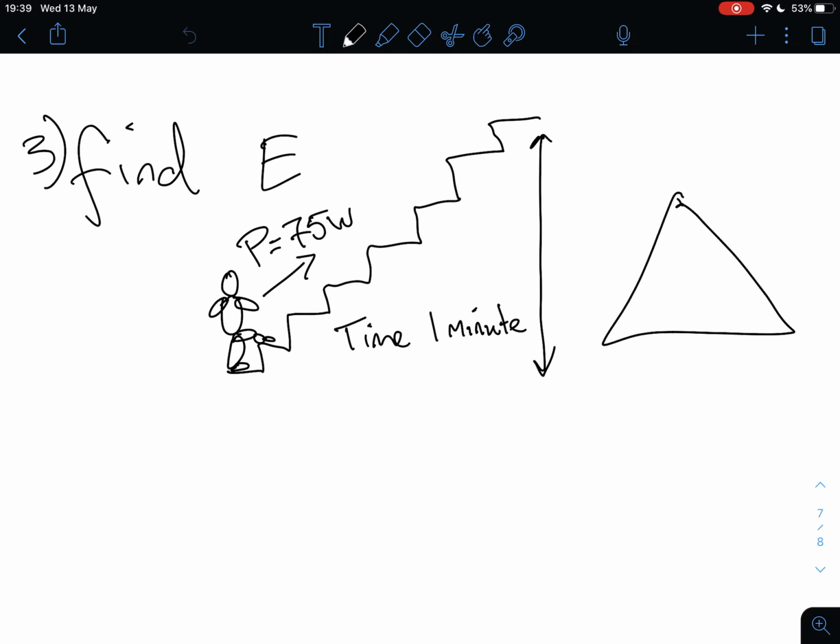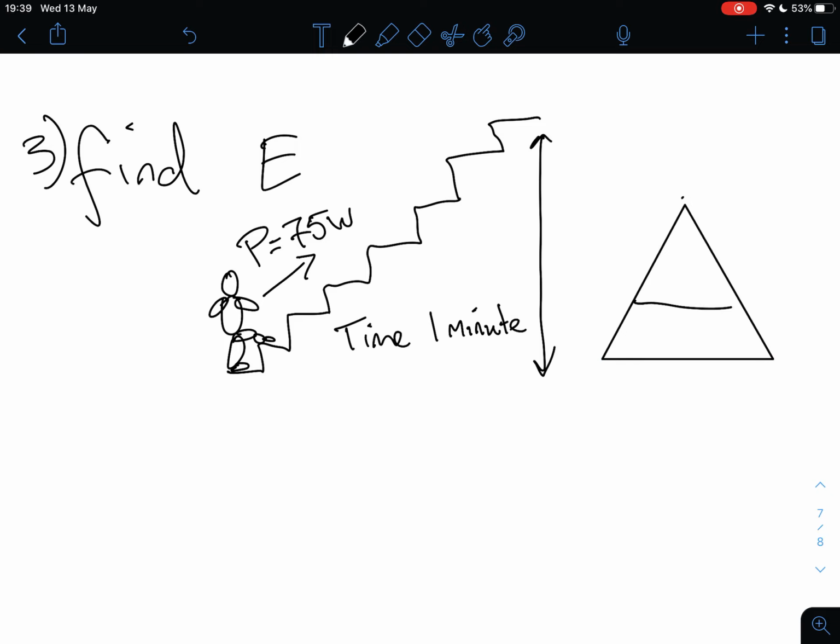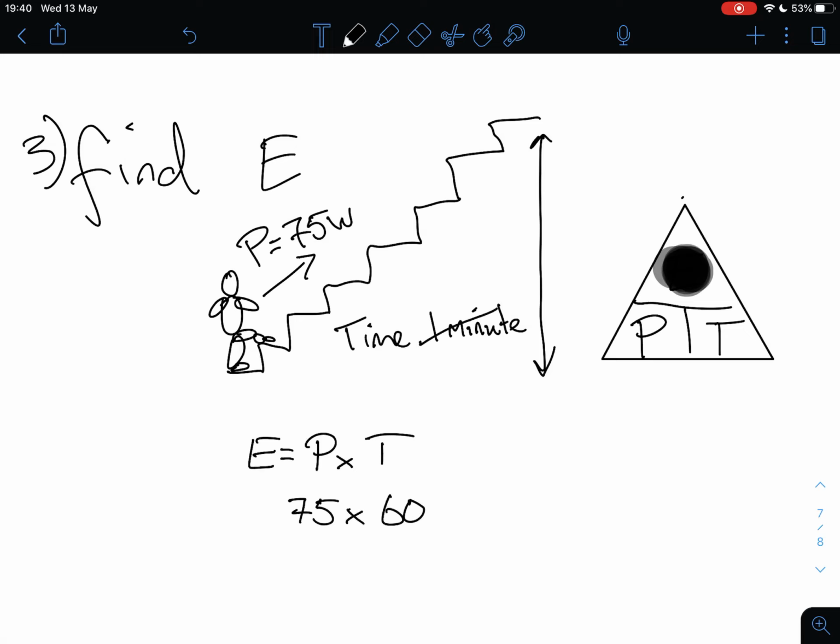Back to that triangle. Can't recommend them enough. No matter how smart you are, it's always nice to know you're definitely going to be correct. So power, energy over time. Cover up the one you want. I want energy. They're next to each other, which means you multiply them. So energy equals power times time. I put the power in, 75. I put the time in, 60 seconds. 60 seconds, don't get caught out.